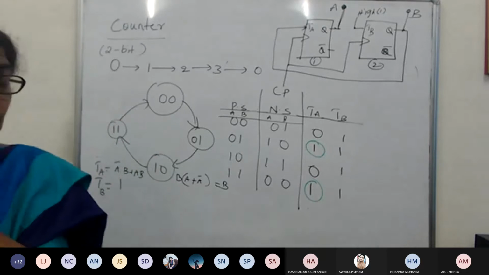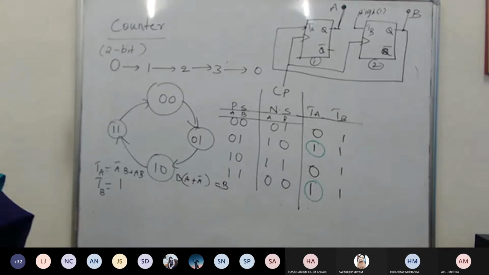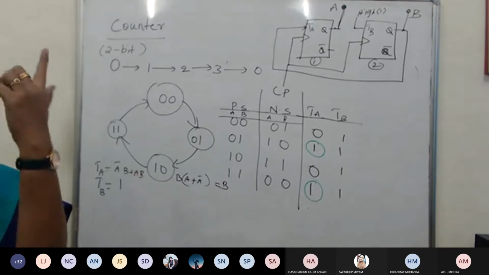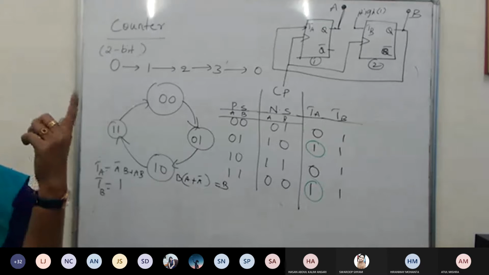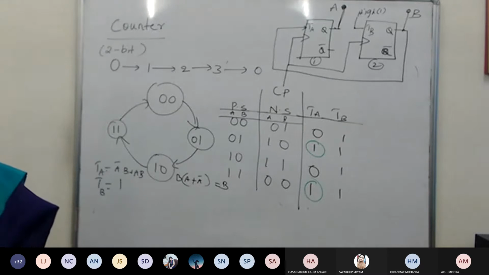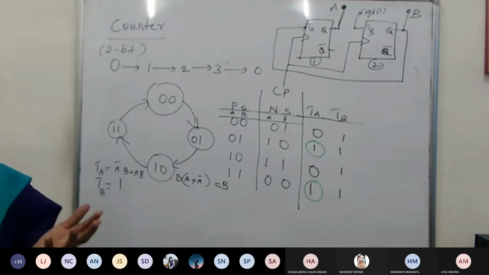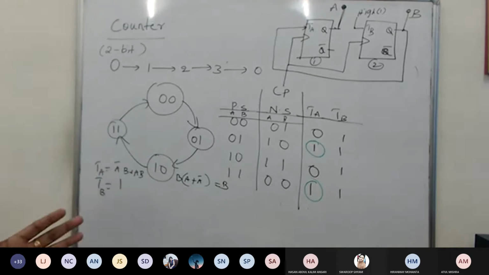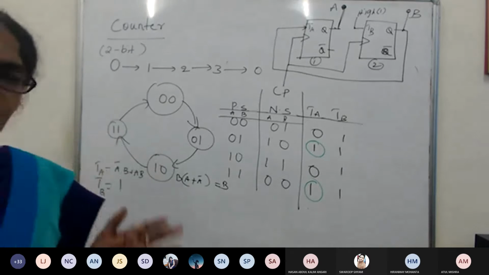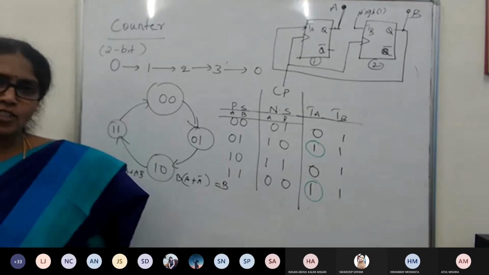Another thing. Don't you think that this is a synchronous up counter, because I am trying to count up? Yes or no? Yes, ma'am. Because I am now counting upward: 0, 1, 2, 3, 4, 5, 6, 7. Then afterwards again 0, 1, 2, 3, 4, 5, 6, 7.